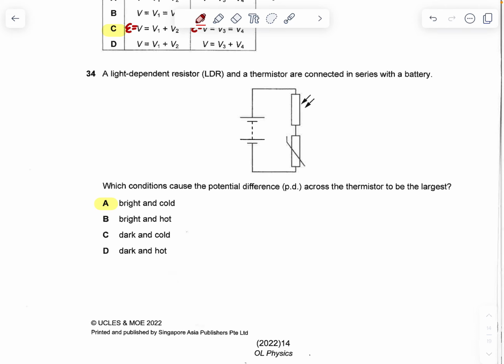Question 34. A light-dependent resistor, an LDR, and a thermistor are connected in series with a battery. So for the thermistor, we will assume it is a negative temperature coefficient, NTC thermistor. Okay. So in this circuit diagram, this is an LDR, this is the thermistor. So which condition will cause the PD across the thermistor to be the largest?